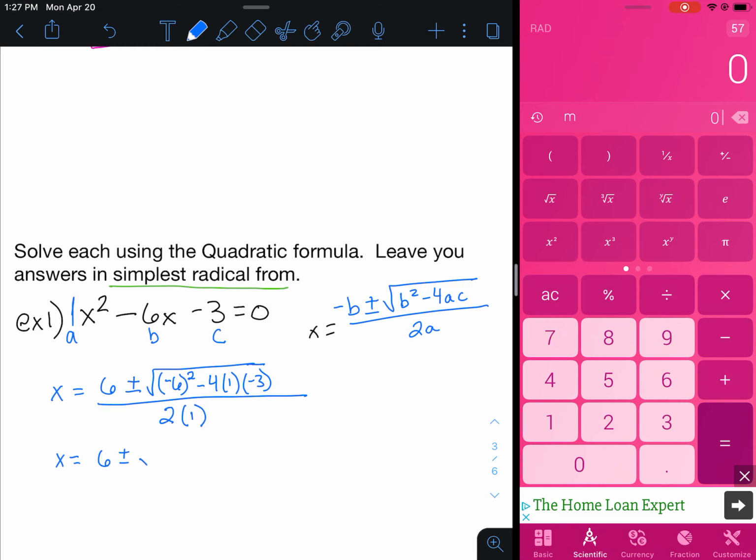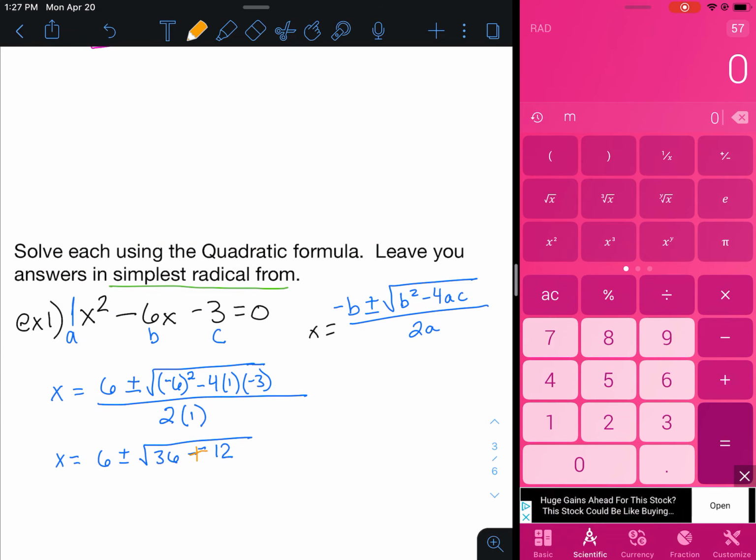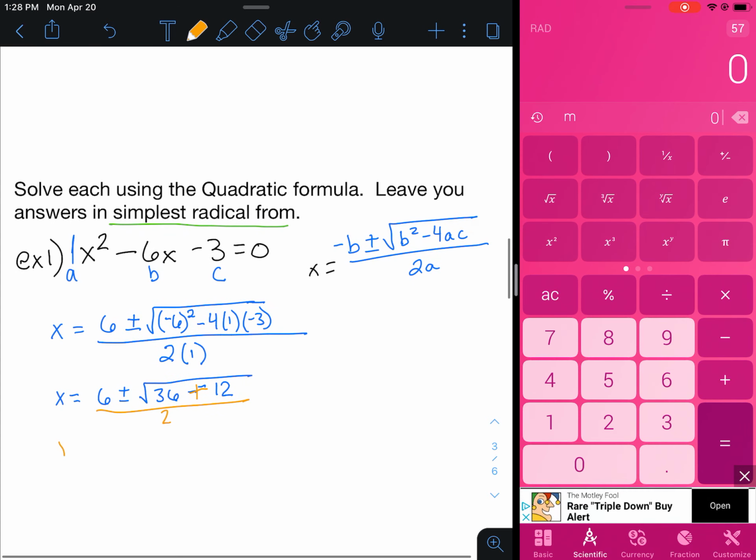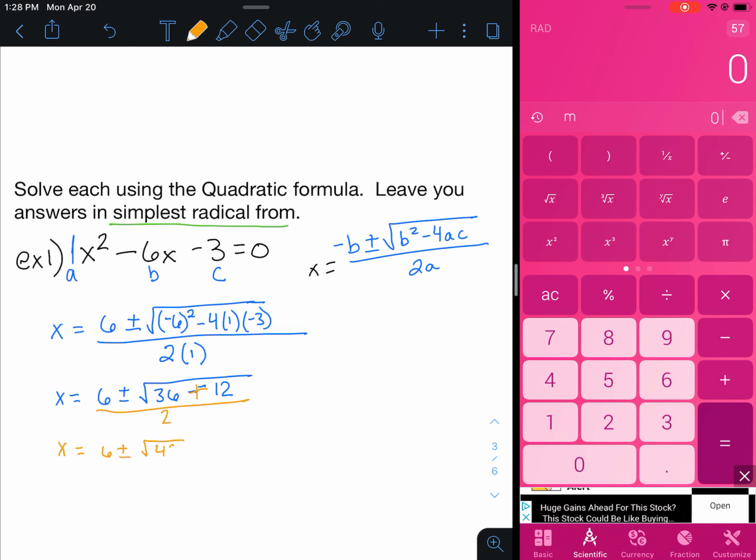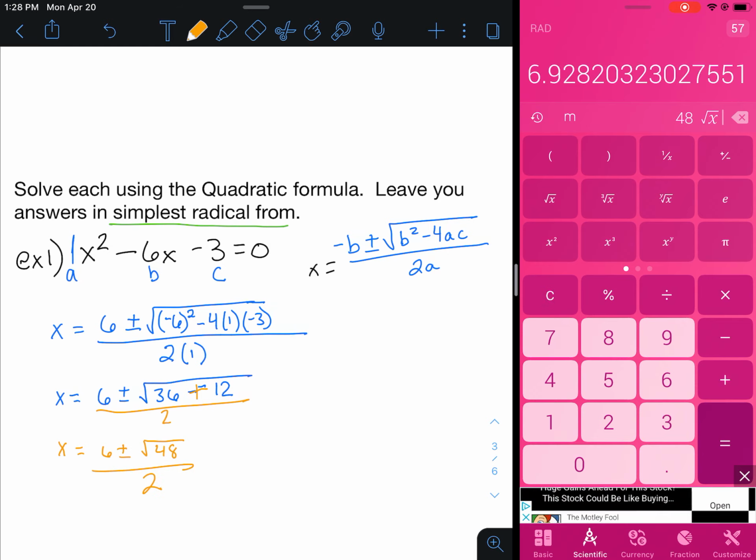I'm going to simplify it down. 6 plus or minus the square root, 36, minus negative 12. Remember that when we have a double negative, it becomes plus a positive. So this is all over 2. Now we have x equals 6 plus or minus the square root of 48 all over 2.